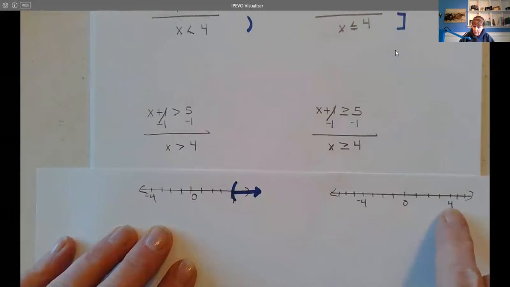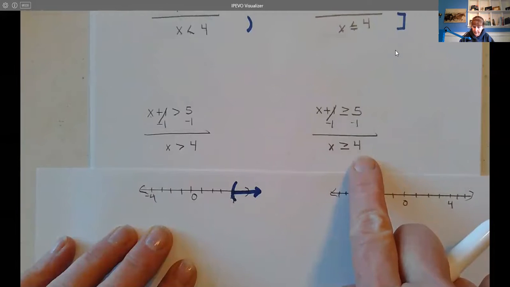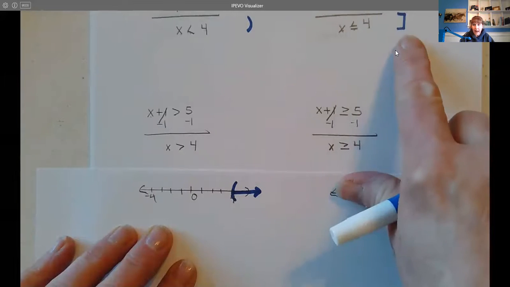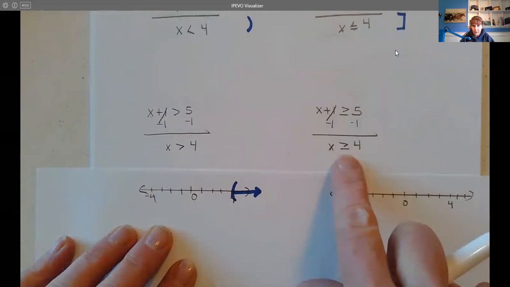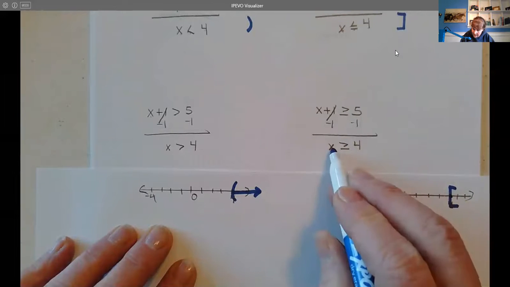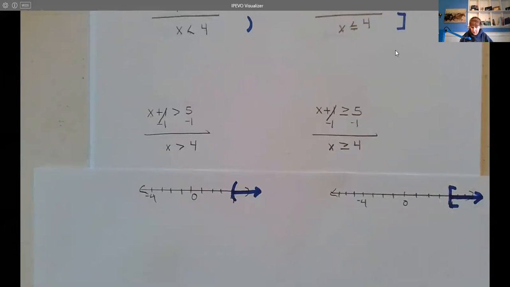Here, we're going to go to the 4, but is it going to be a bracket or a parenthesis? And what direction will it be facing? Well, we go to the 4 because of the bar, this equal, it will be a bracket. And we know we want x's bigger, so we're going to be going to the right. So our bracket has to face the right. And then we want x is larger than the 4, and numbers larger always occur to the right of that number. Okay. So that's the graph solution.